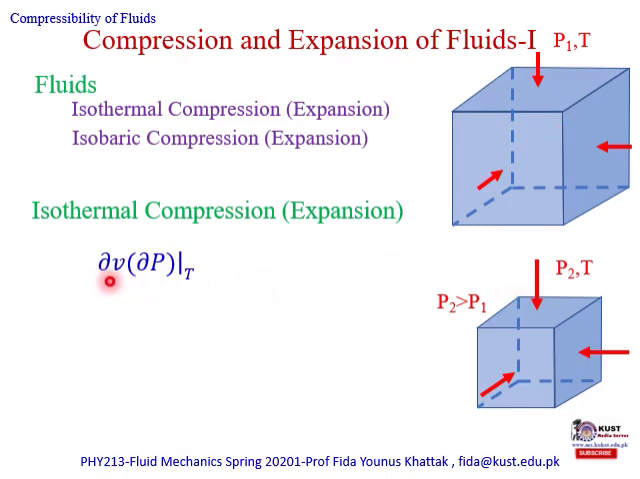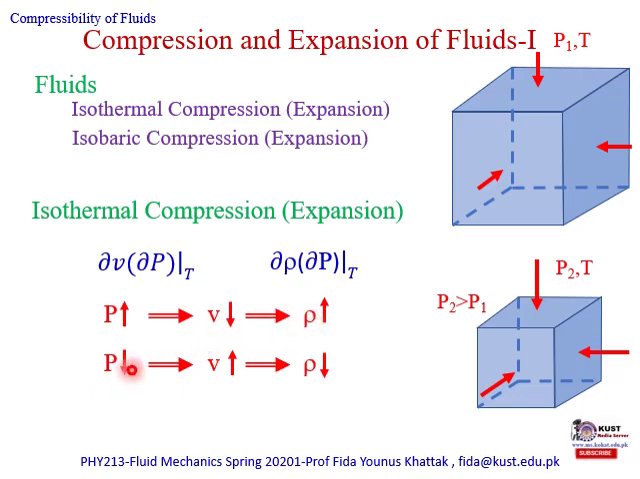So you have a variation in the volume as a function of variation in pressure at constant temperature, or you could say that you have a variation in the density of the fluid as a function of pressure at constant temperature. When you increase the pressure, that will result in a decrease in the volume. Consequently, you will have an increase in the density of the fluid. When you decrease the pressure at constant temperature, that will result in an increase in the volume of the fluid, and consequently you will have a decrease in the density of the fluid.